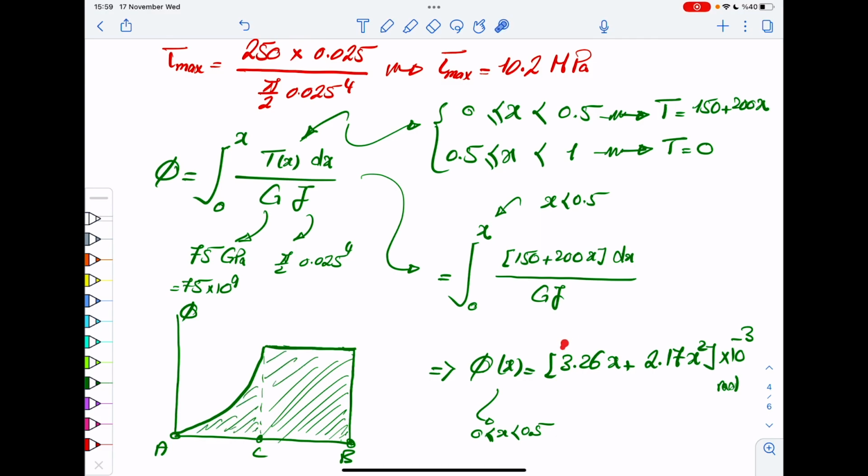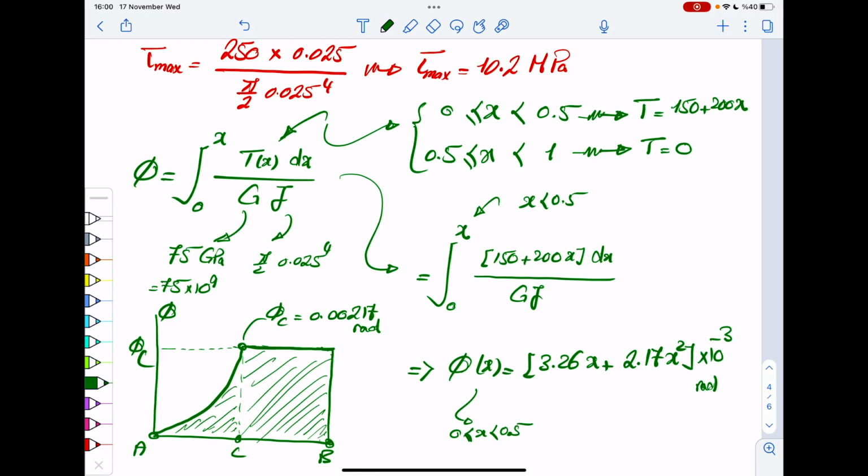And as I mentioned, this quadratic equation is basically this one. And if you want to know where you get the maximum, or the angle of twist at C, this would be that, which is 0.00217 radian. All right? So that's it.